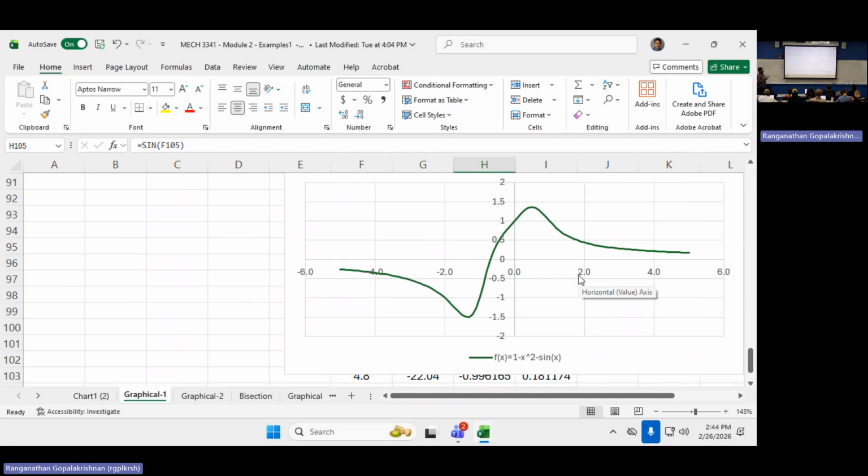Now, just to recap, the way you would solve these types of problems is to use the graphical method to make your initial guess. I can clearly see that it crosses between -2 and 0. This is the correct function. Is this the function we did? 1 minus x squared minus sine x? Yeah. Okay. So we did between -2 and 0. Why did we think it's between? Maybe this is not the same function.